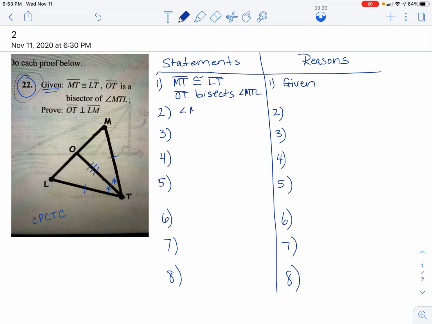Okay, and remember we talked about today that we have to say those in order. So we have a side, we have an angle, and we have a side. Side, angle, side.